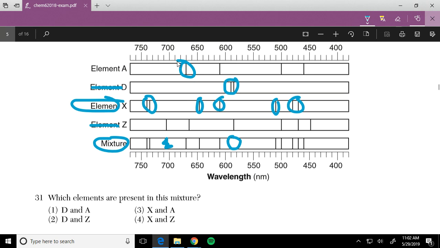Element A, that looks pretty good. This one looks good. And I'm not really sure about this one and this one, but they look like they definitely could be there. So I'm saying it's element A and element X. That's how we do this.